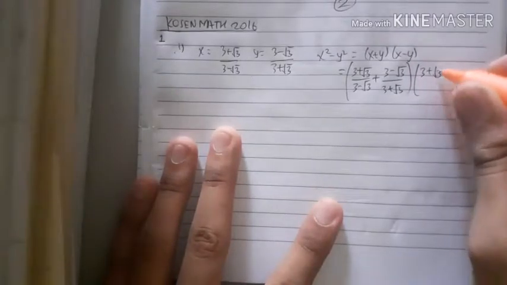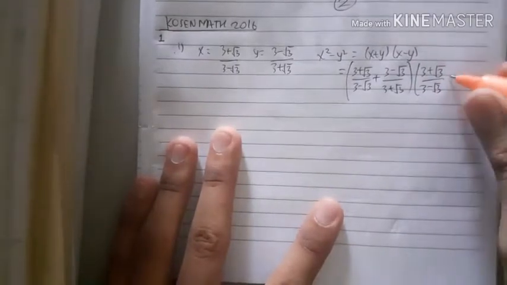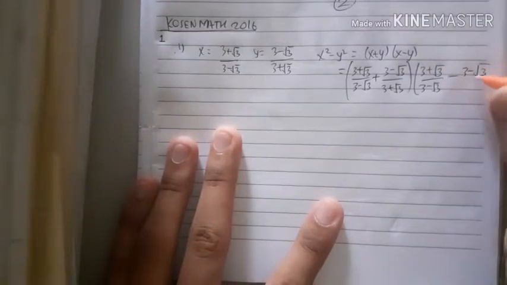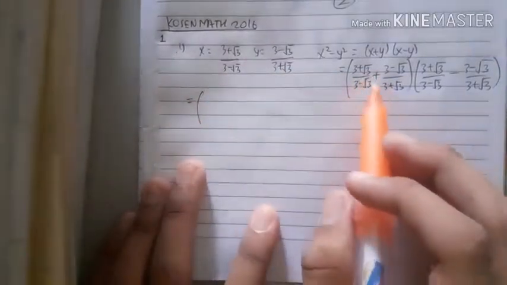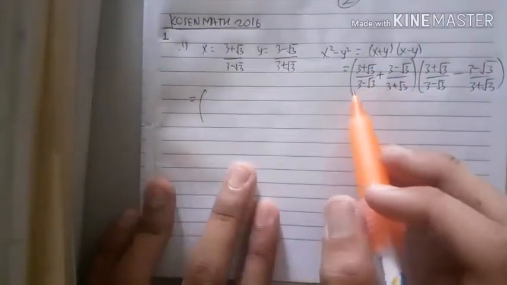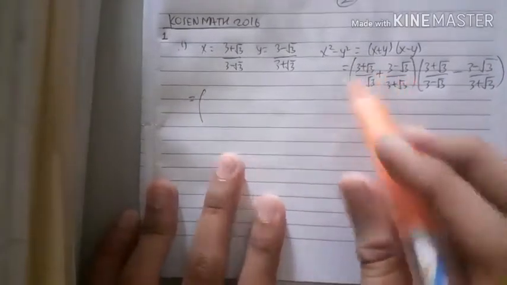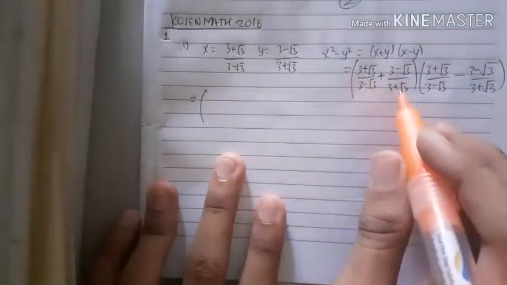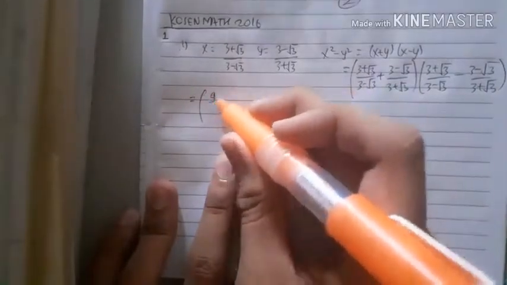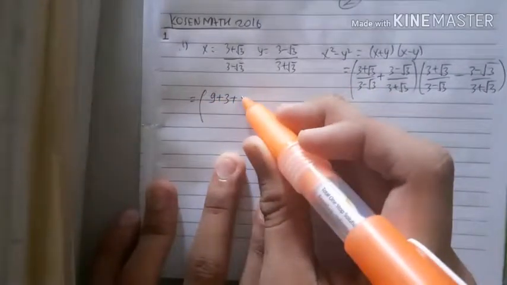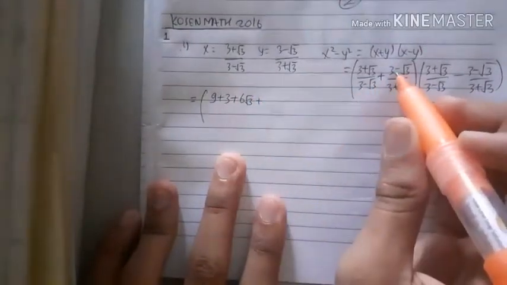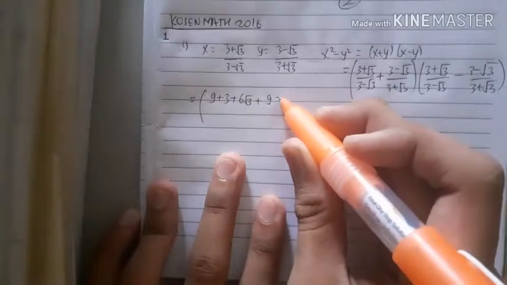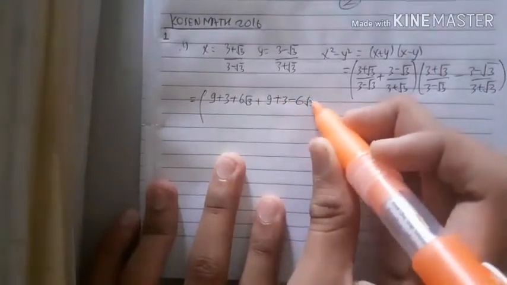This is probably the simplest question in the KOSEN Math 2016. And if you do this correctly, then you might get the correct answer. So to rationalize the denominator, we multiply by 3 plus root 3 over 3 plus root 3. It's 9 plus 3 plus 6 root 3, then plus the other one, which is 9 plus 3 minus 6 root 3.